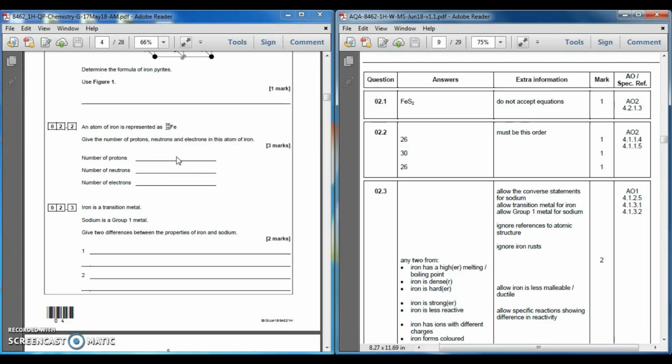To find the number of neutrons, we're going to look at the numbers that are here. We've got 26 protons. We've got a total mass of 56. So out of those 56, 26 of them are protons. How many are left over? There'd be a difference of 30. That means there's 30 neutrons.